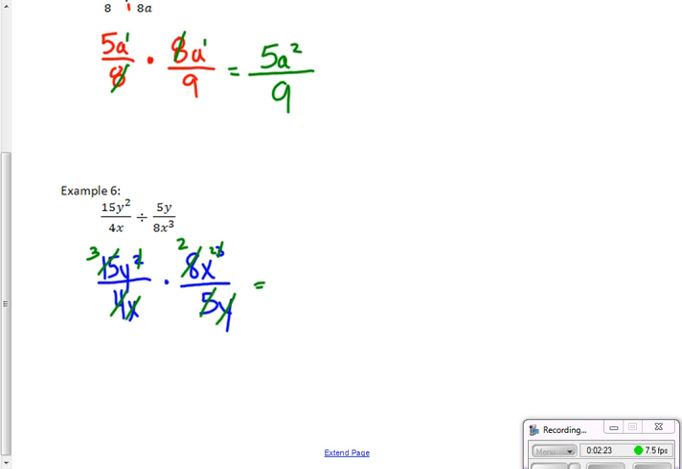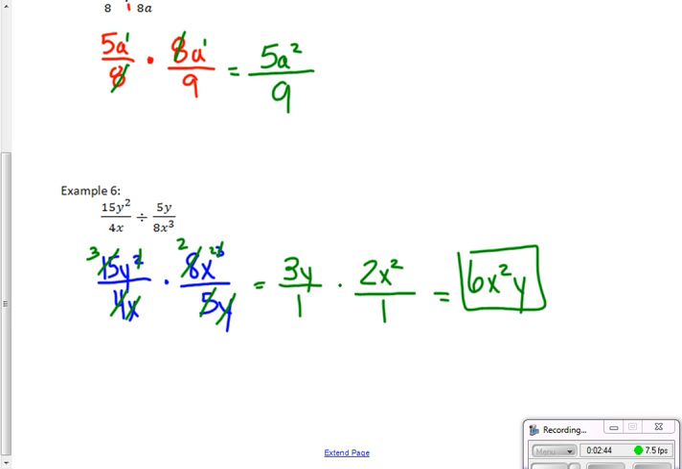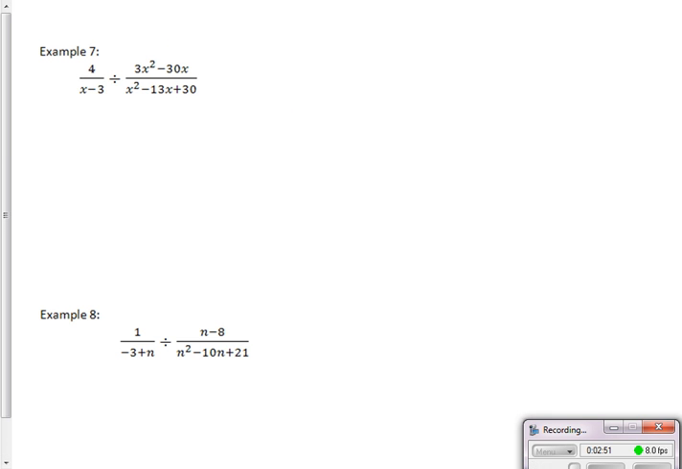So basically what I have right now, and sometimes it might be easier if you rewrite it so it looks a little cleaner. So you have 3y over 1 times the second group here. I have 2x squared over 1. Go ahead and multiply things out. 3 times 2 is 6x squared y, and then your denominator of 1 times 1. So our answer here would be 6x squared y.